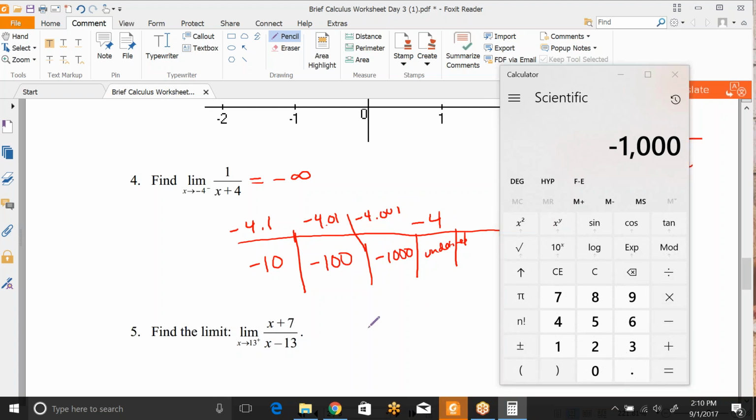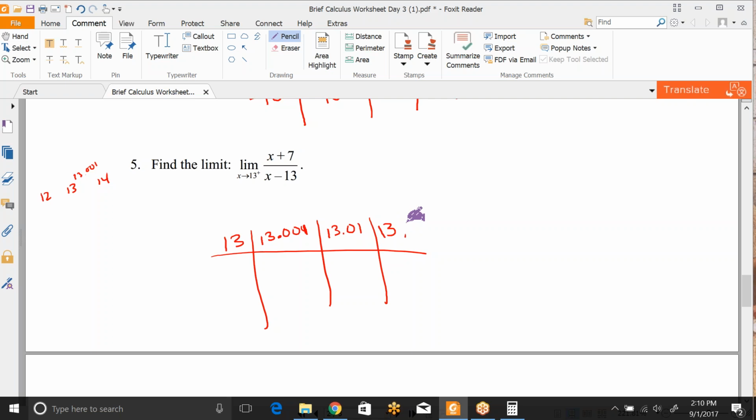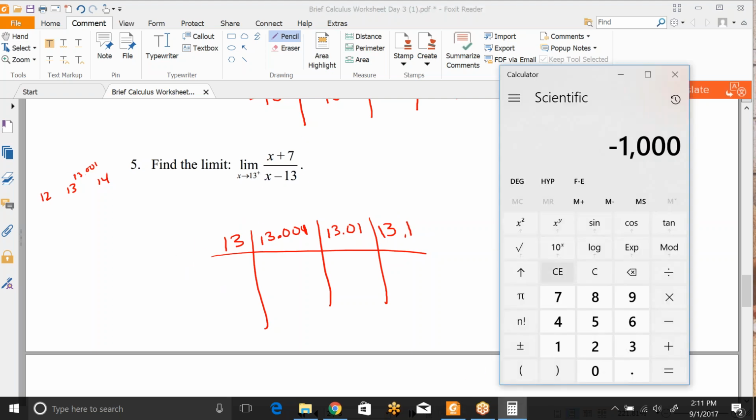So let's look at number 5. This one we're supposed to be doing the limit as x approaches 13 from the right side. So remember, on a number line, you have 12, then 13, then 14. So we are doing like 13.001. So that's the number right after 13, or at least one number. And then a little farther out would be 13.01. And a little farther out would be 13.1. So let's look at those and see what they come out to.